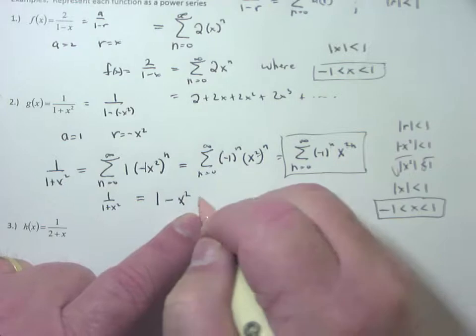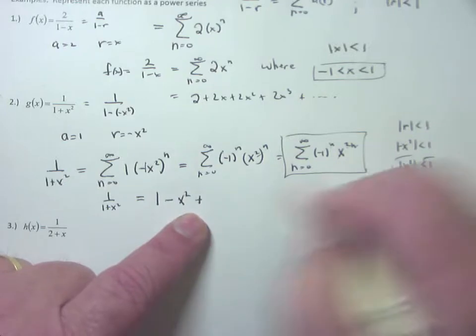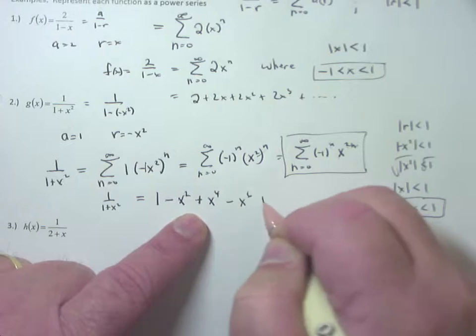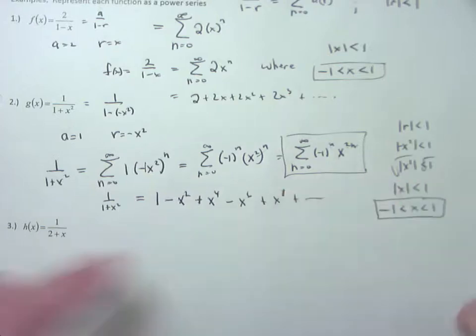Negative 1 squared is plus. 2 times 2 is 4. That's x to the 4th. And catch a pattern: minus x to the 6th plus x to the 8th plus dot, dot, dot.